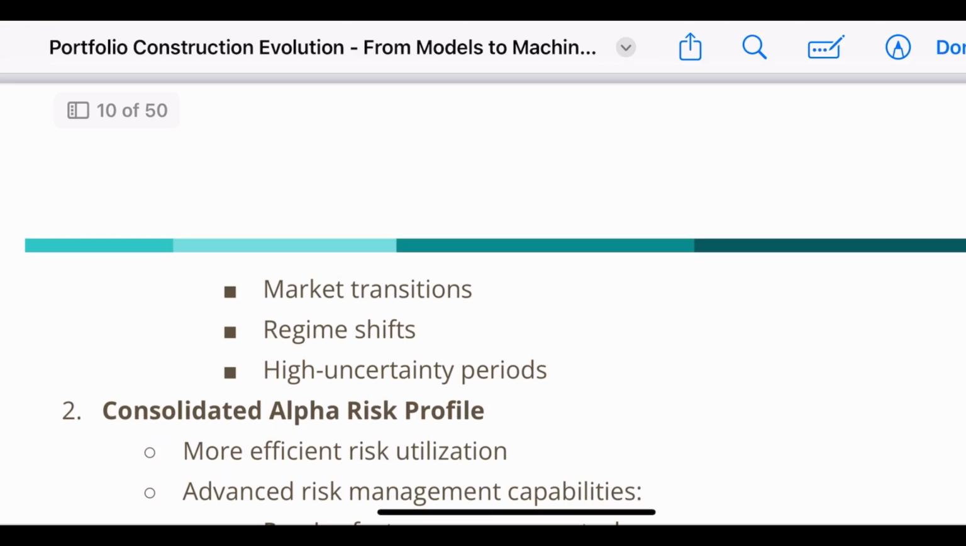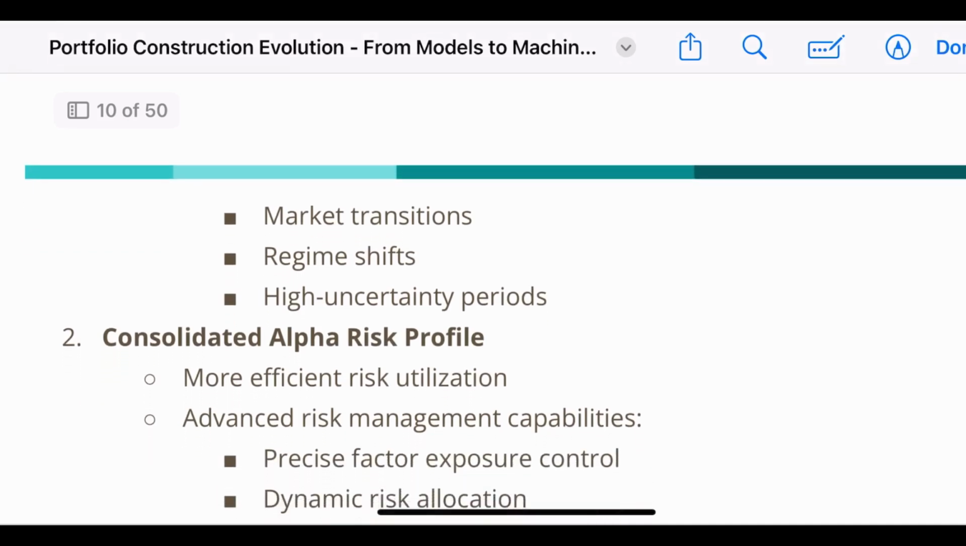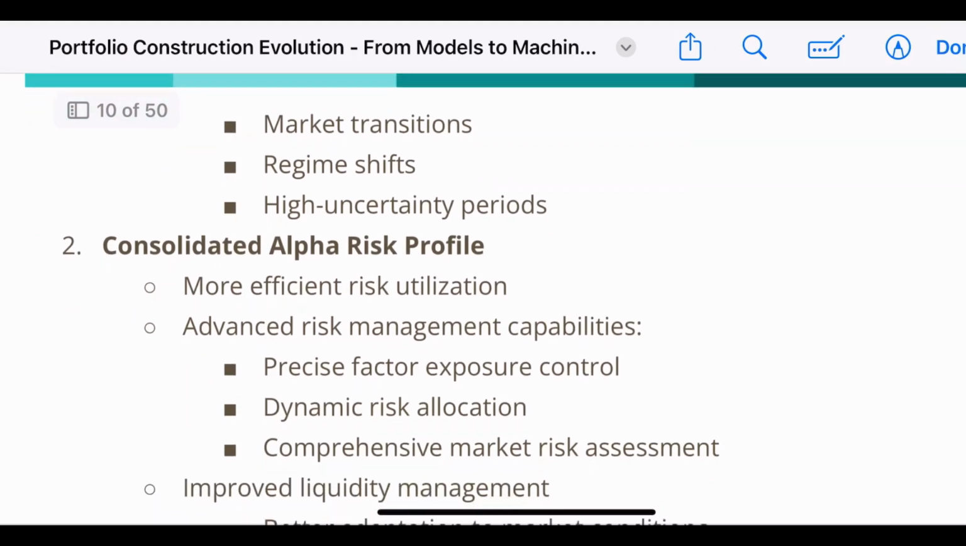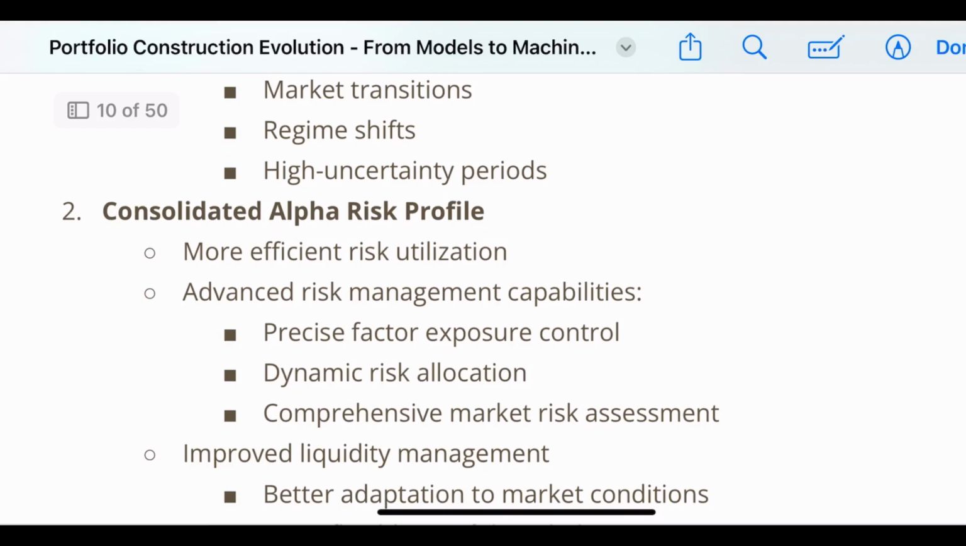So the model-based approach is like the steady Eddie, slow and steady wins the race kind of investor. Yeah, that's a good analogy. What about consolidated alpha? How do they approach risk? Consolidated alpha portfolios are more about efficient use of risk and those sophisticated risk management techniques we were talking about. They're more dynamically adjusting their risk allocation, employing those advanced risk assessment tools, and making those more calculated bets. Okay, so it's diversification versus maximizing risk-adjusted returns, two very different paths to potential success.